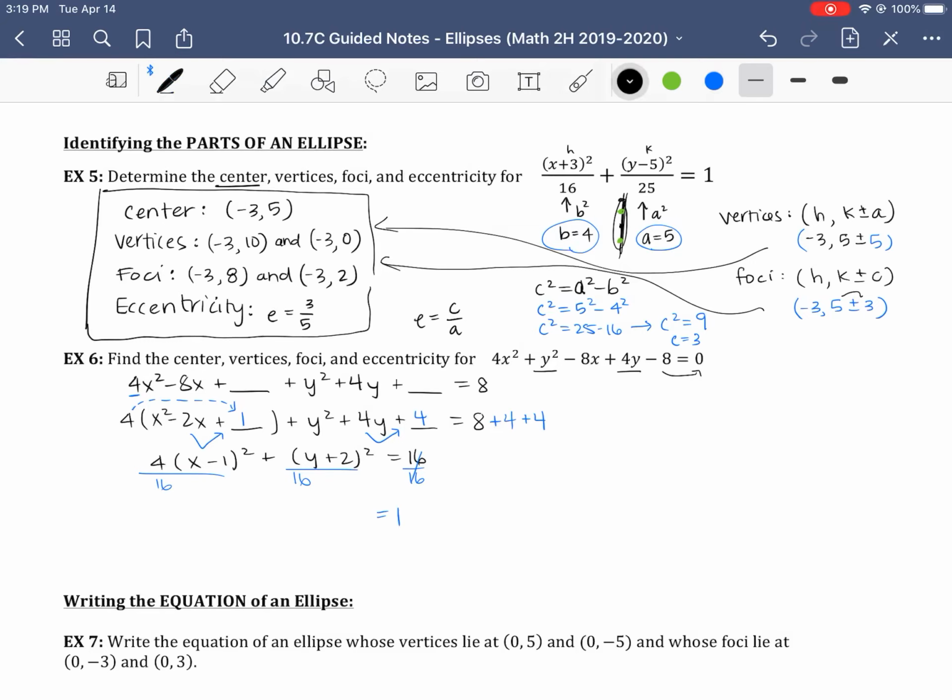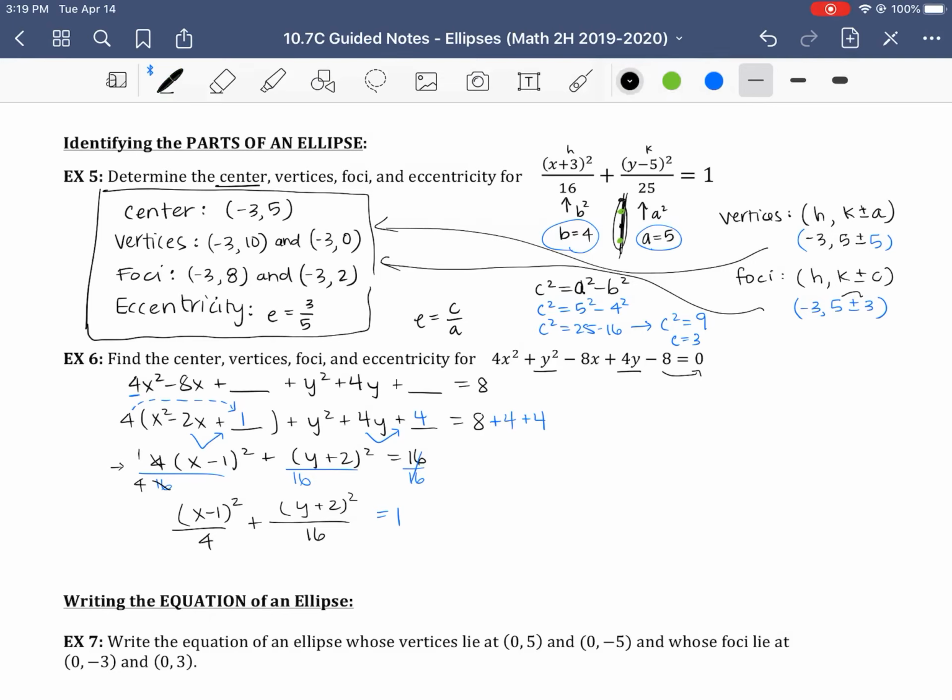Notice when you do that, again, that leaves us with 1. In this middle term, we are going to have y plus 2 squared, and the 16 can't simplify with anything, so it stays there. Notice you have a 4 and a 16 here on the left. So 4 goes into that once, into that 4 times. So essentially you have x minus 1 on top over 4.